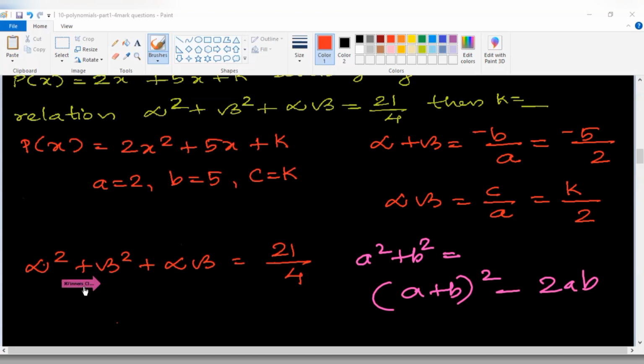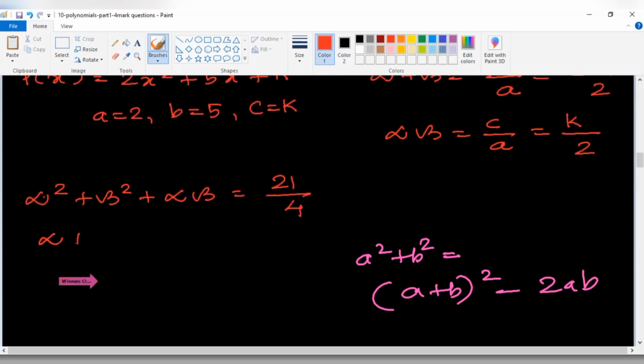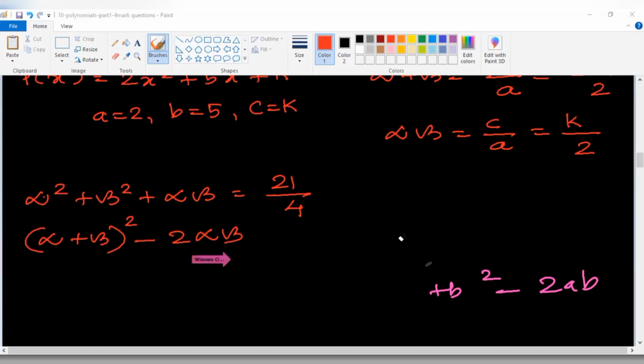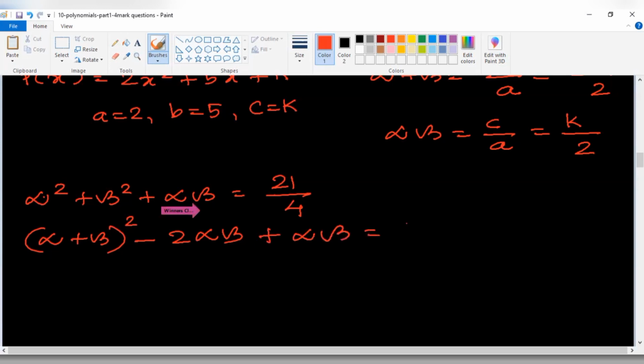Here we have alpha square plus beta square. So we can take it as alpha plus beta the whole square minus 2 alpha beta. Now we have not taken it completely, we have to take this also, right? Plus alpha beta is left there. So plus alpha beta is equal to 21 by 4. This is the given data. Now minus 2 alpha beta plus alpha beta, that is minus 2 plus 1.